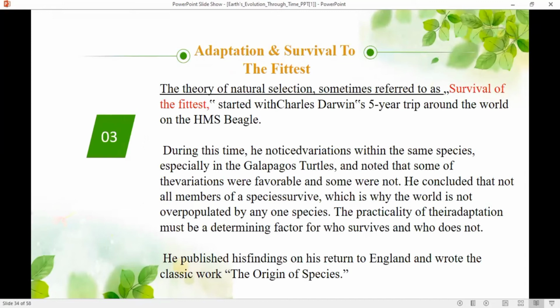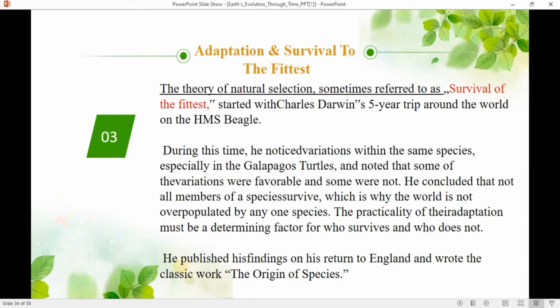the theory of natural selection, sometimes referred to as the survival of the fittest, which started with Charles Darwin's five-year trip around the world on the HMS Beagle. During this time, he noticed variations within the same species, especially in the Galapagos turtles, and noted that some of the variations were favorable and some were not. He concluded that not all members of a species can survive, which is why the world is not overpopulated by any one species.